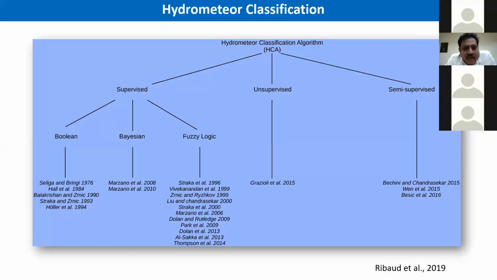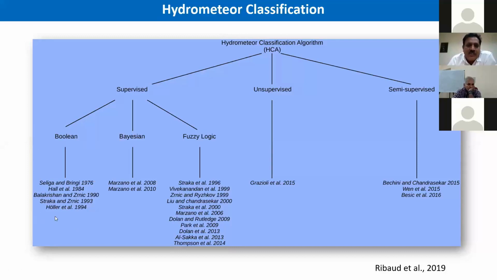So there are different hydrometeor classification schemes available. Some of them are supervised, some are unsupervised, and some are semi-supervised. Actually, it all started with Boolean-type classification schemes. They used to fix that if the reflectivity is more than this much and ZDR is more than this much, then it is this type of hydrometeor, like that in the early 90s when polarimetric radars became available. These Boolean-type hydrometeor classifications are not unique. Sometimes the same conditions are satisfied for another type of hydrometeor also.